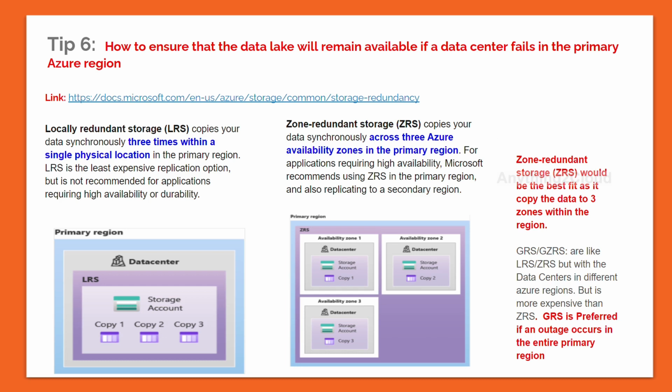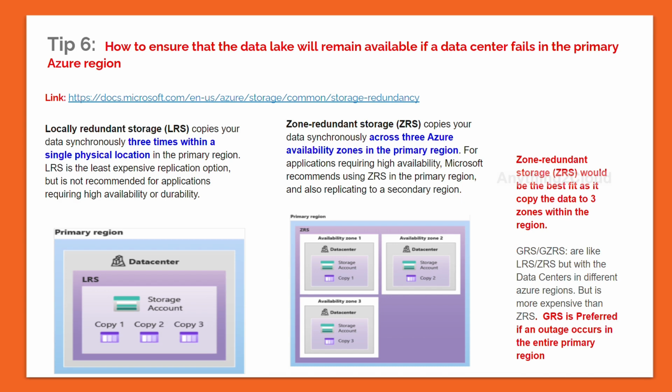And so if you want to ensure that the data lake remains available if a data center fails in a particular region, in this case, if a data center fails when you use LRS, the entire data will be unavailable. But if you use ZRS, even if one data center goes down, you can still get the data from the other data centers. So in this option, ZRS is the best fit, as it copies data to 3 zones within the region.